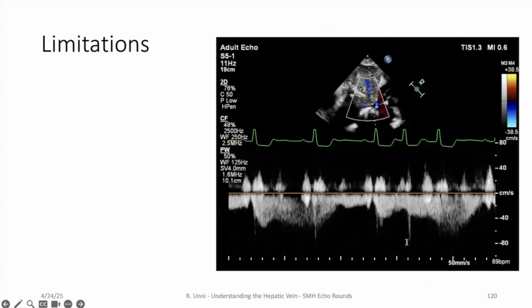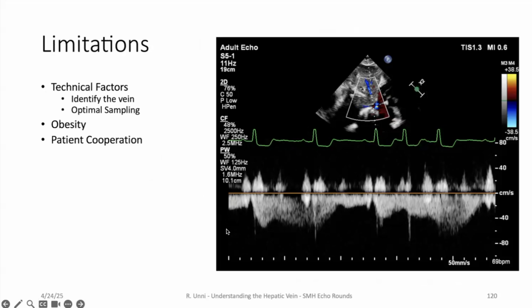Okay, there are limitations. We all know this. You might be seeing this and thinking, oh my God, this is way harder than you've made it out to be. It can be very difficult to actually get a good picture of what we're seeing. My patient's really big. I can't see the hepatic vein very well. Patient's not cooperating. Patient's got arrhythmias. If you look at this Doppler, you might say, oh my God, what's happening? This patient, it's very difficult to interpret.